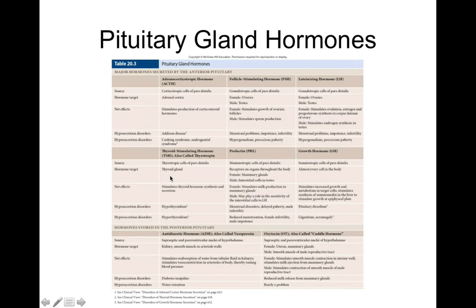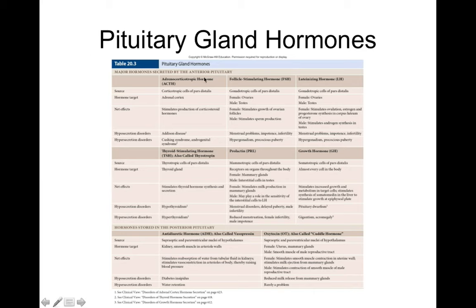Now, what these next slides show is basically a table of hormones released by the anterior and posterior pituitary glands and the effects of each hormone. Now, adrenocorticotropic hormone, remember, in its name it sounds like the adrenal glands. Well, adrenocorticotropic hormone stimulates cells of the adrenal cortex to release their hormones. Okay, that's basically its effect.